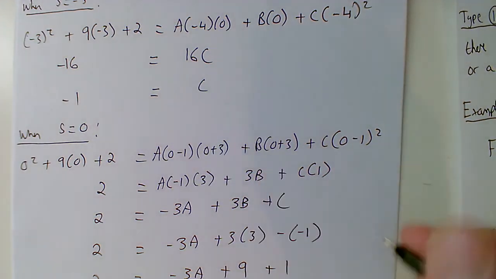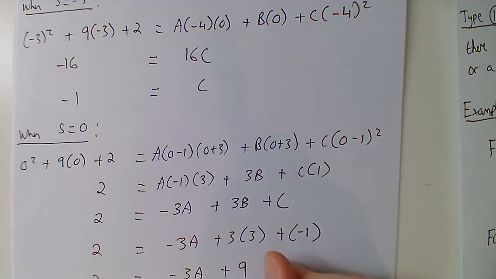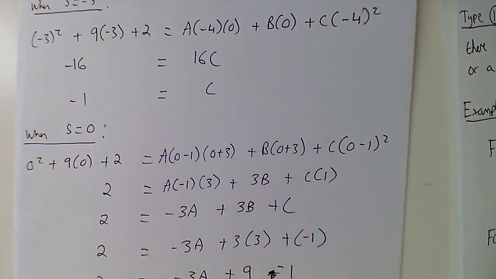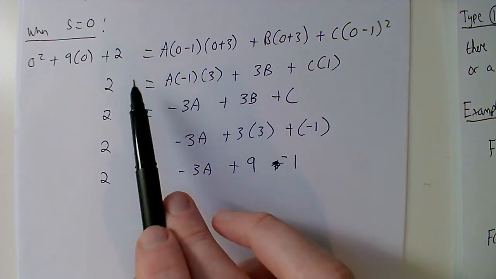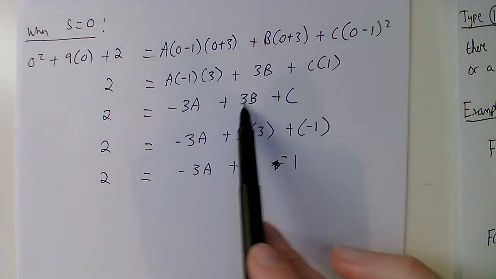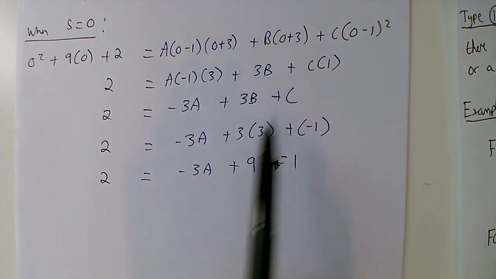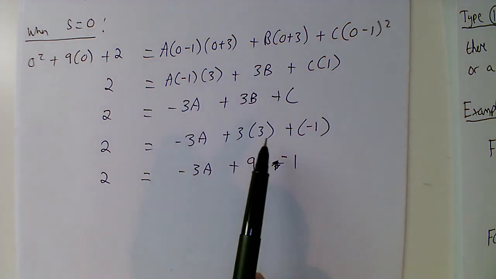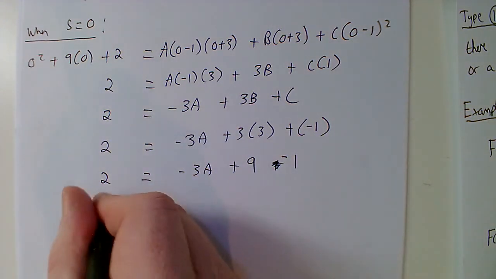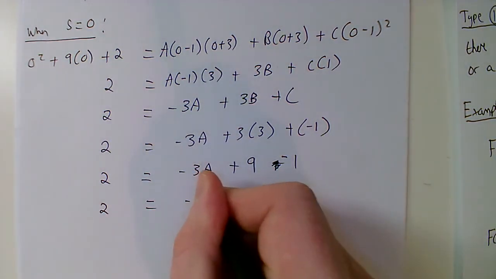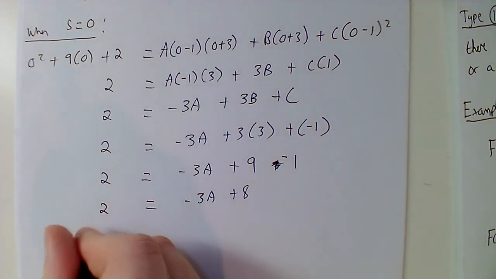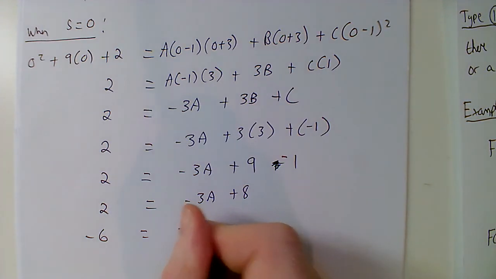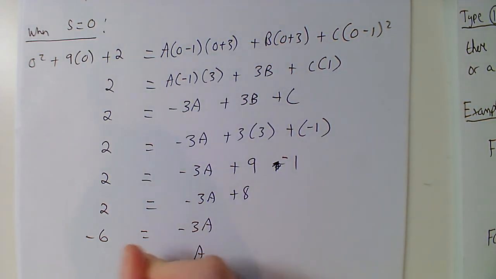Sorry, plus c, that is. Plus negative 1. Oops. Thank you. So you've got negative 3a plus 3b plus c. Then you substitute in your 3 and your negative 1. So 2 equals negative 3a plus 8. So you move that across, so negative 6 equals negative 3a. So a is 2.